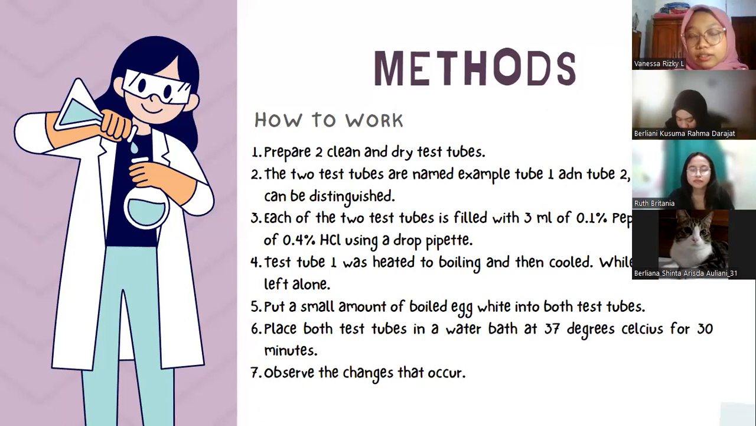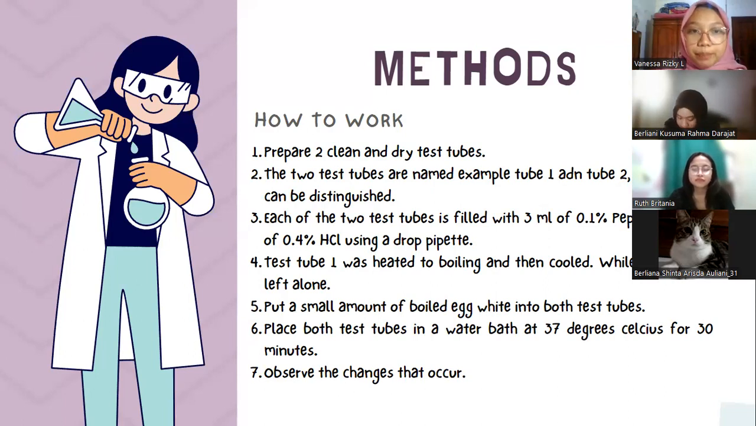Sorry. This slide is still about the method, but it covers how to conduct the experiment step by step. Like how we work when doing this experiment.